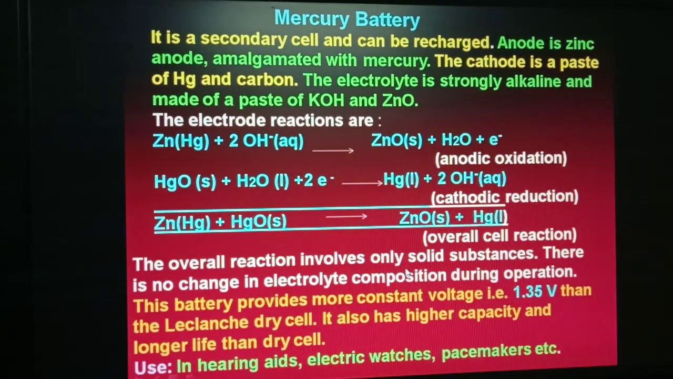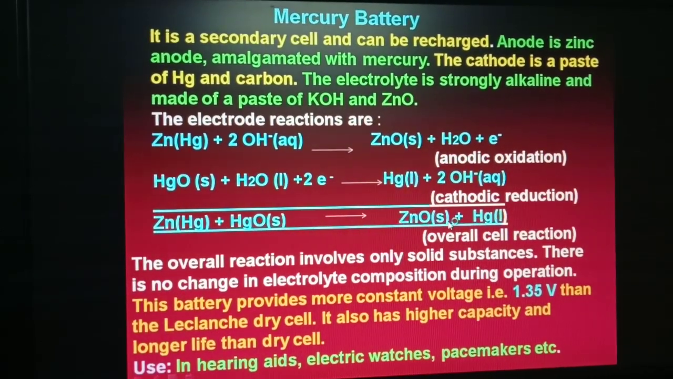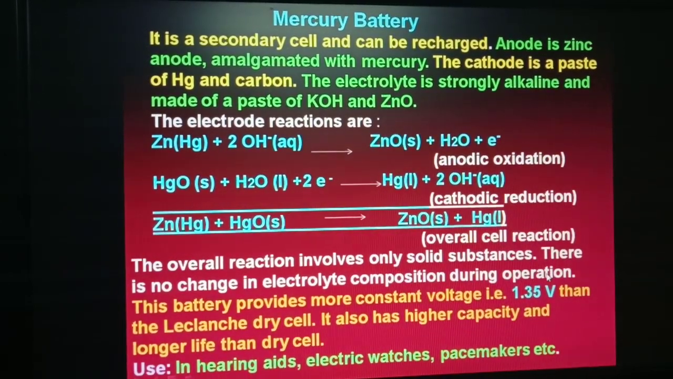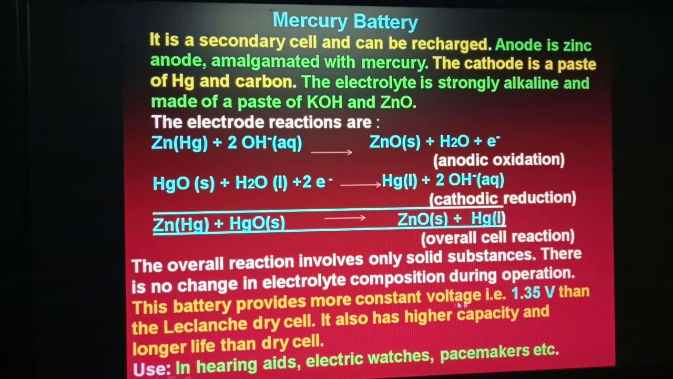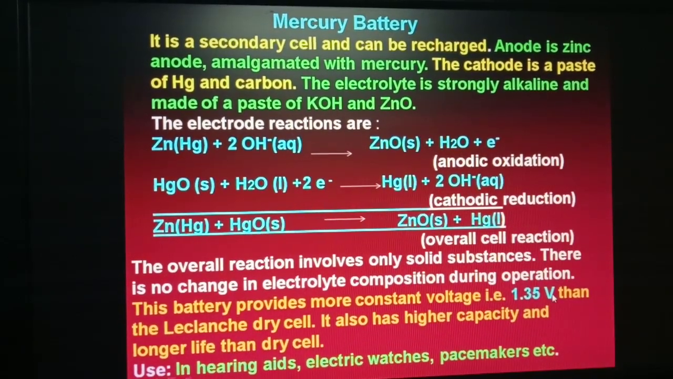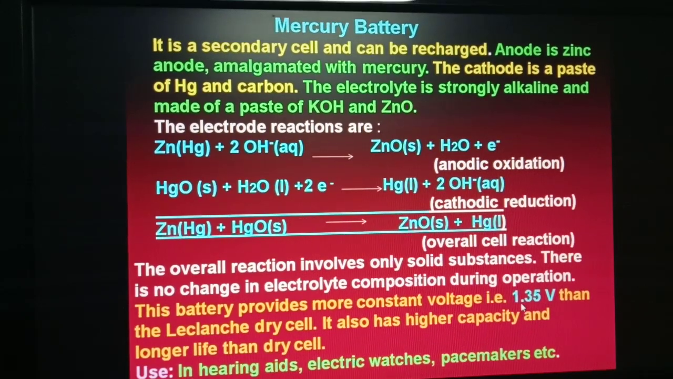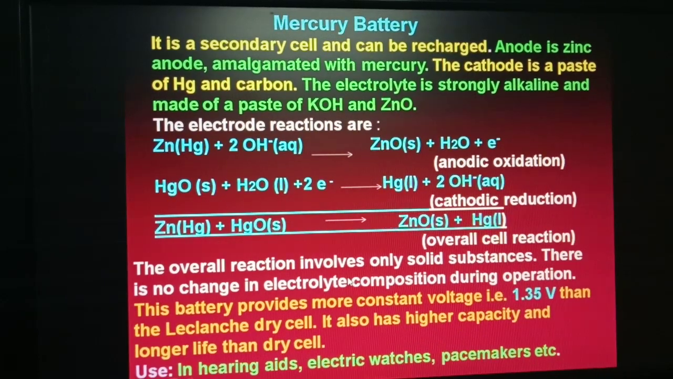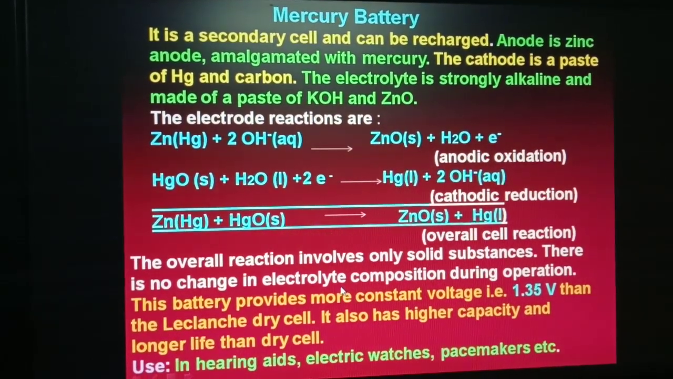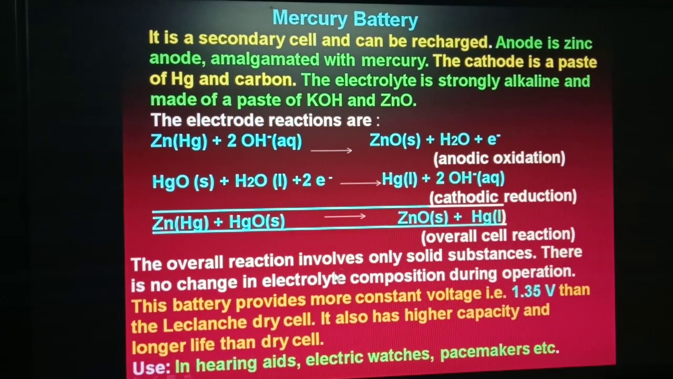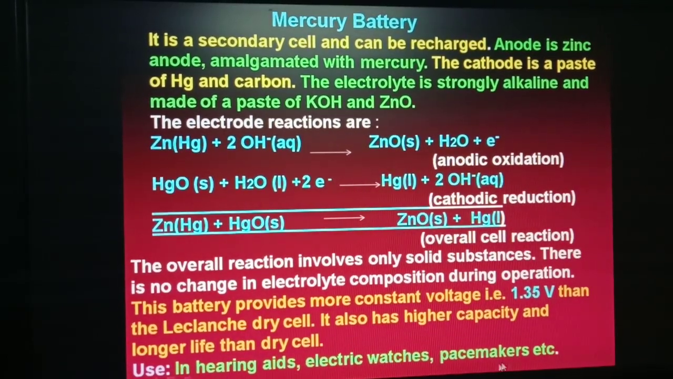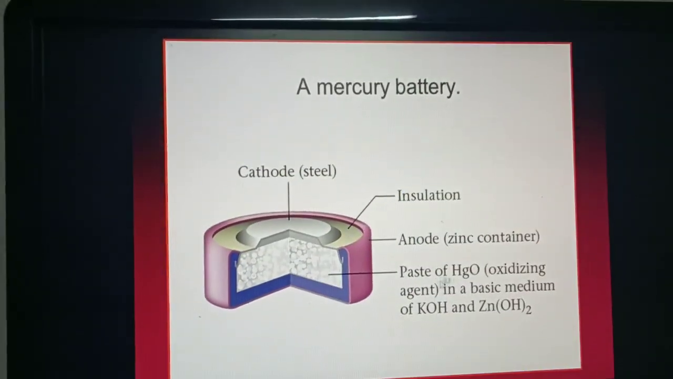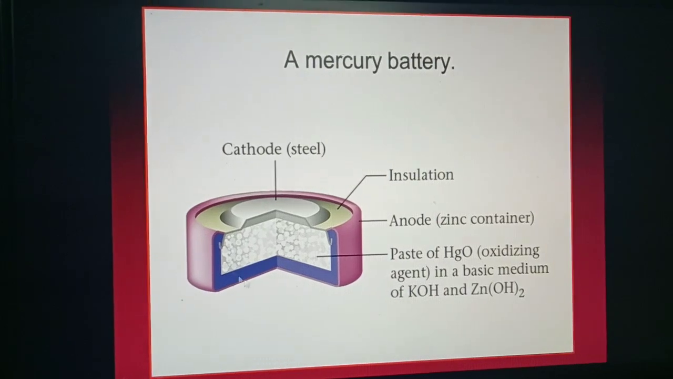Now the overall reaction involves only solid substances. There is no change in electrolytic composition during the operation. The battery provides a more constant voltage, that is 1.35 volt, than the Leclanché, that is the dry cell. It also has higher capacity and longer life than the dry cell. Mercury battery is very often used in hearing aids, electric watches and pacemakers. So this is the figure of the mercury battery.